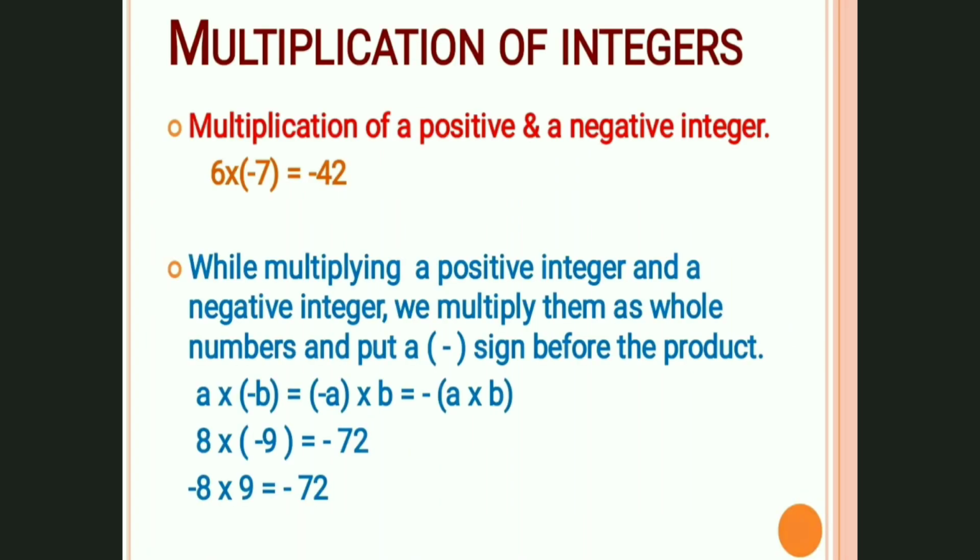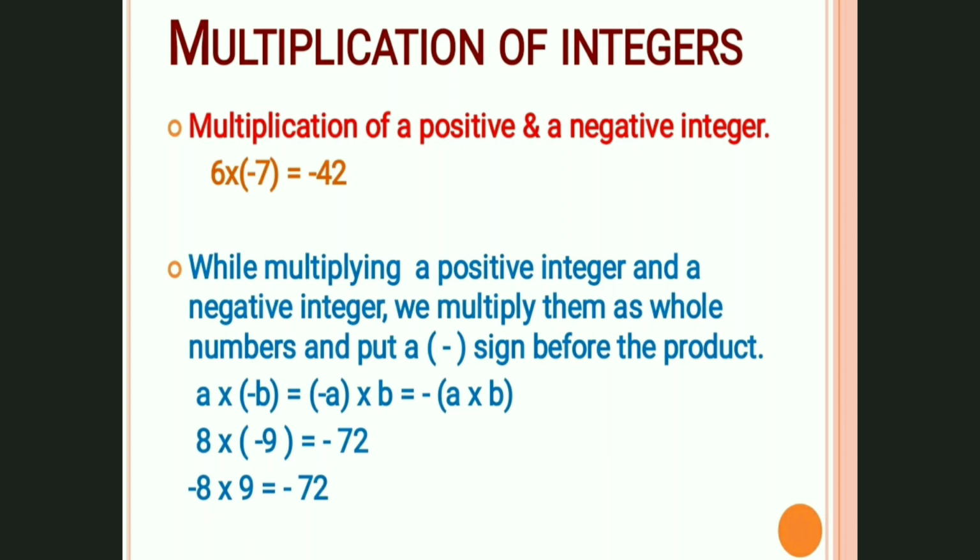Now we will move to our next topic, that is multiplication of integers. Multiplication of a positive integer and a negative integer. Let us understand this. 6 multiplied by minus 7. The answer is minus 42. Now, what do we have to do while multiplying a positive and a negative integer?